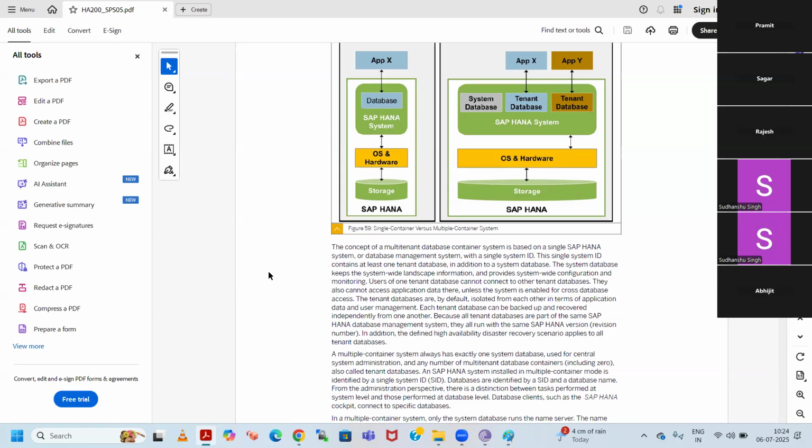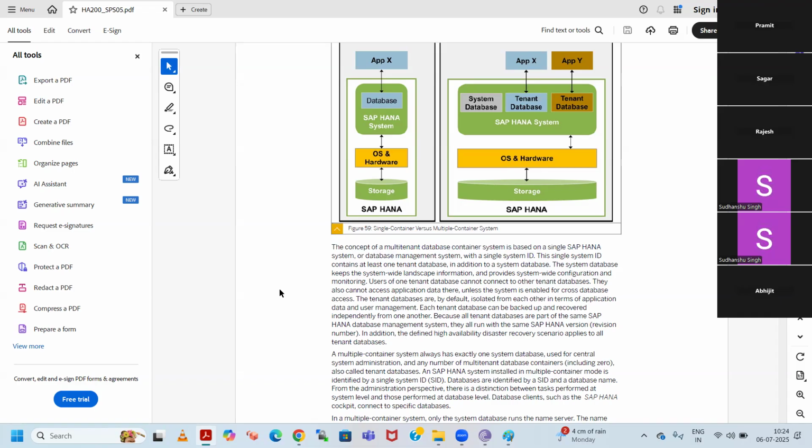Anybody, if Pramit is trying to understand, apart from Abhijit, anybody? Single container has only one database, and multi-container has multiple databases, like a tenant database, we can call it. This important line which Pramit has read, very important. Should I try? Yeah, Rajesh, go on, please.